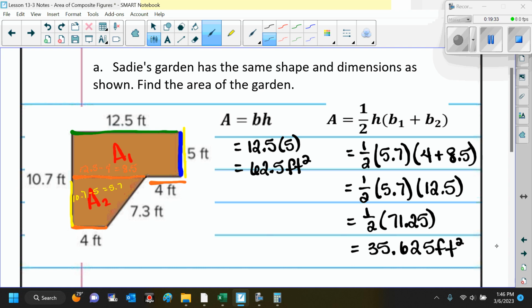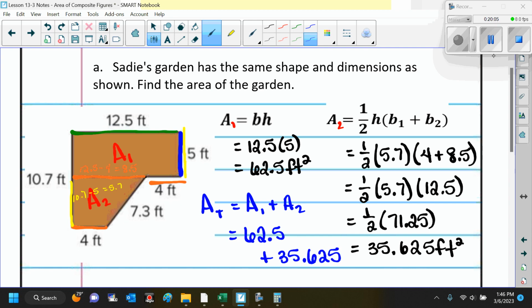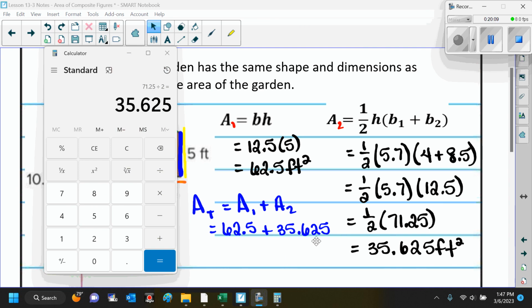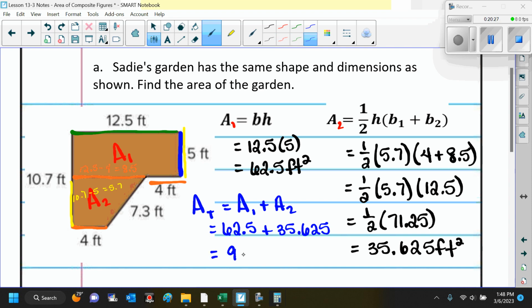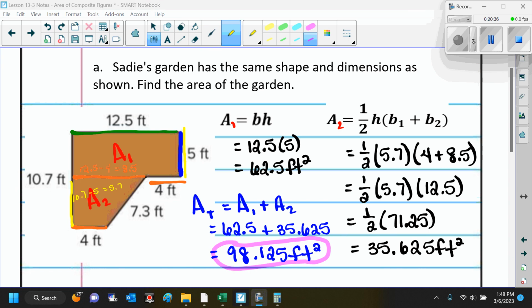Now, the last step that you have to do is just add those two areas together. Remember, this was area 1, and this was area 2. So the total area, area sub t, is equal to area 1 plus area 2. So that's going to be 62.5 plus 35.625. I already have my 35.625 in my calculator, so I'm going to do plus 62 and a half, and that gives us 98.125. So this is equal to a total of 98.125 feet squared. So that is your final answer.